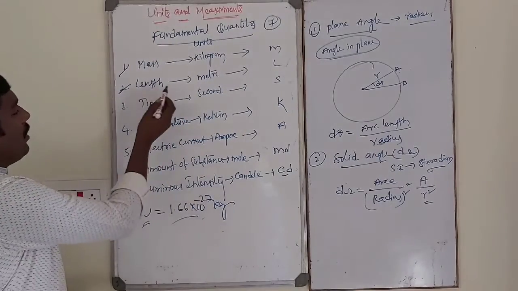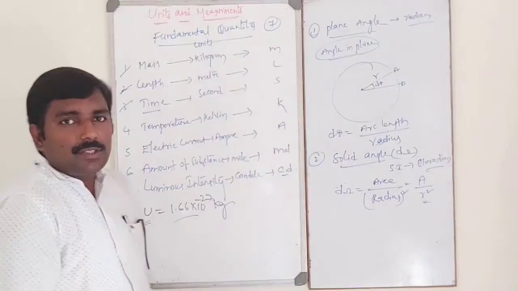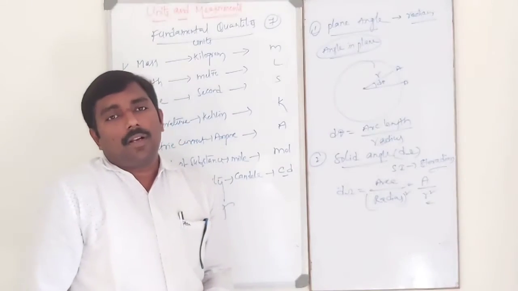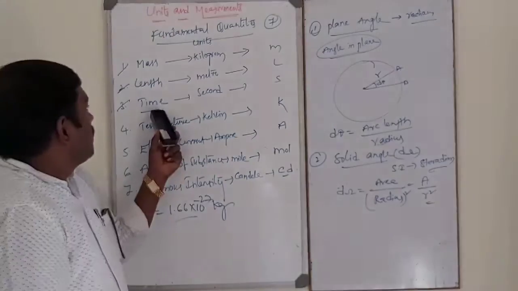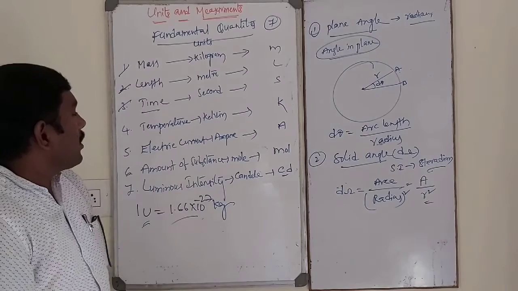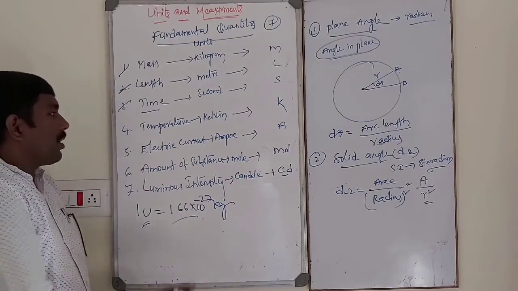Another one is time. Time is measured by cesium clock or atomic clock. Time is measured by which device? Cesium clock or atomic clock.